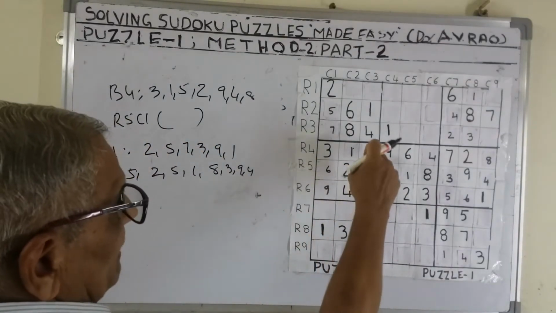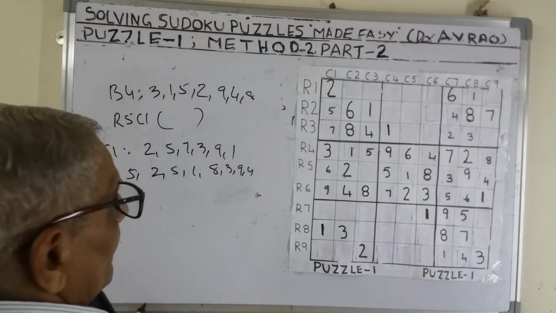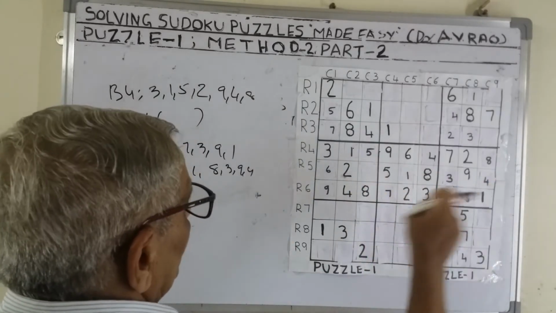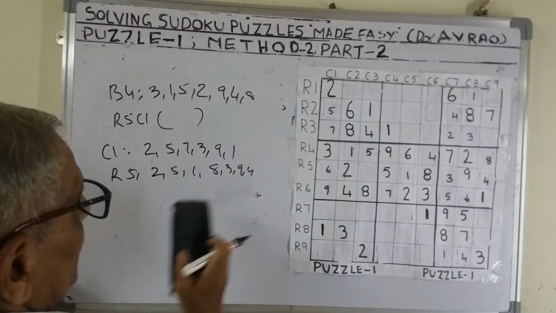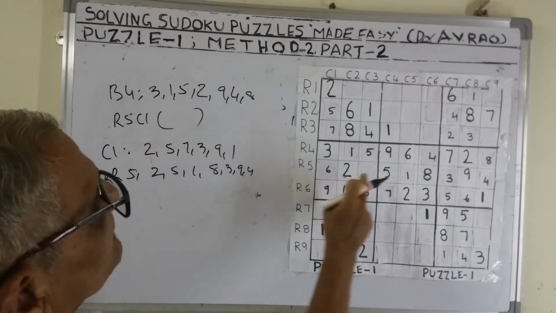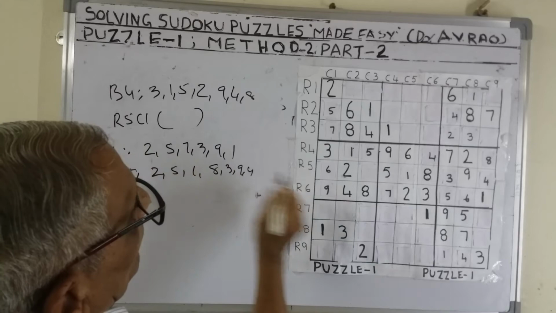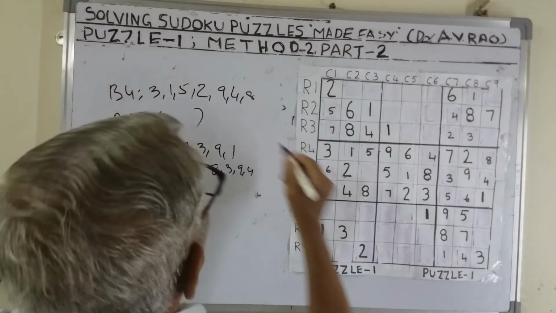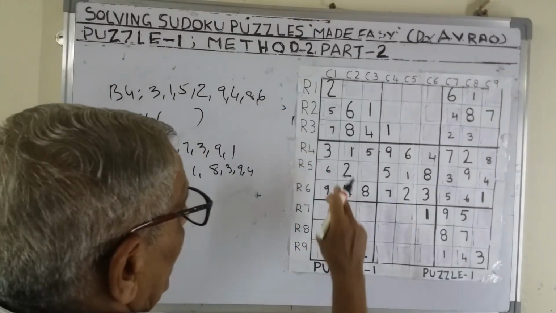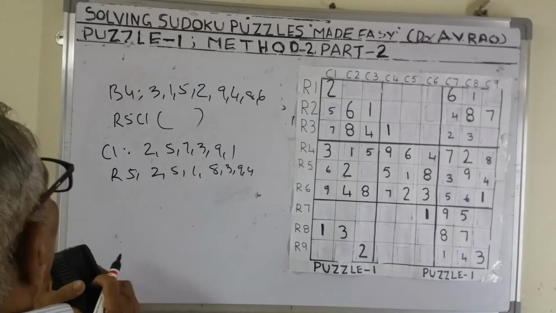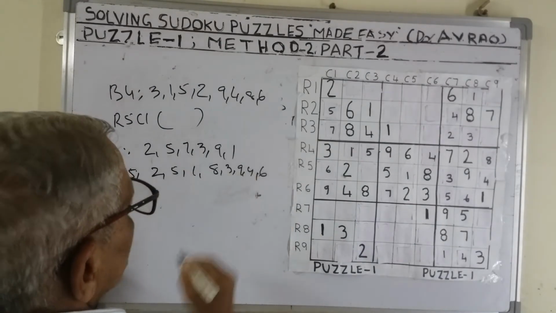Now in this box only one cell is being left out, and moreover in row R5 one cell has been left out. So let us see, in the box another number has been added, 8. 6 has been added. Okay, and also in row R5 another 6 has been added.